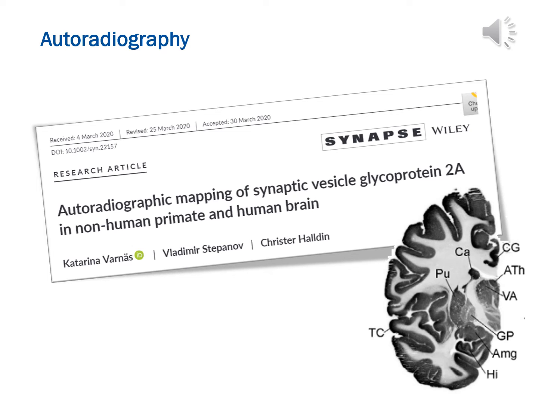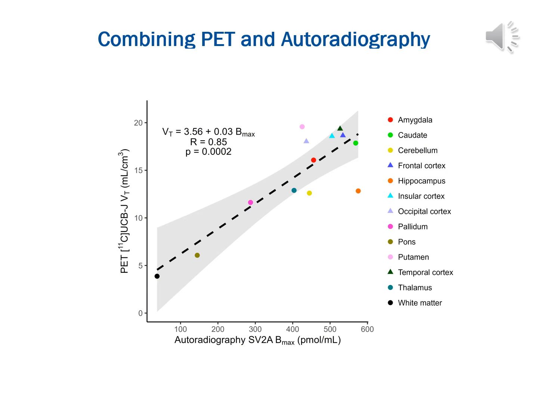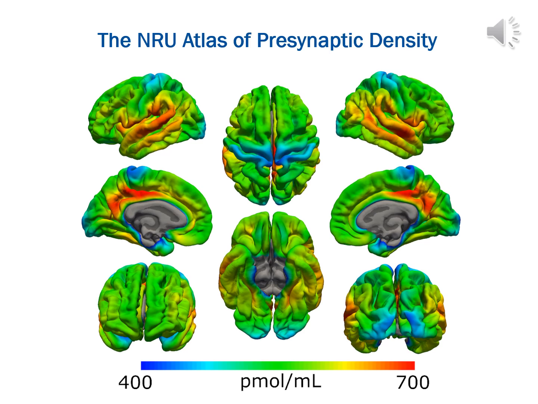We quantified SV2A in the brains of 7 donors and supplemented our data with previously published autoradiography results from the Karolinska group. We observed a strong association between the autoradiography and our PET data and used a linear relation between the two to convert our PET data to absolute densities. However, it's worthwhile to point out that some regions diverge between the two methods, such as the putamen and the hippocampus. Here we can see the average SV2A density maps on the cortical surface.